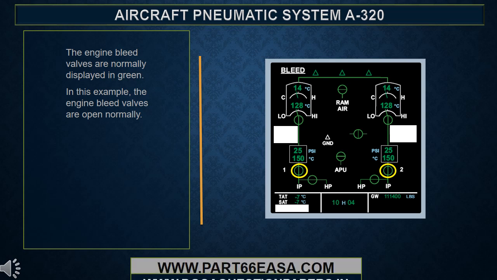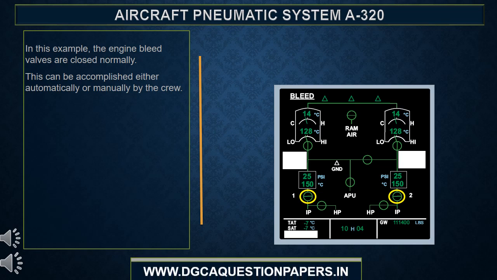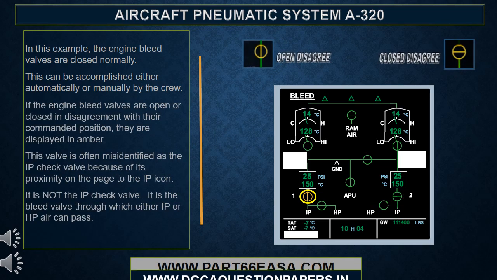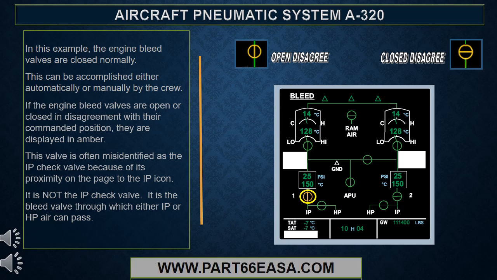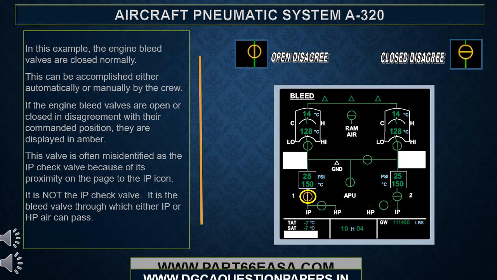The engine bleed valves are normally displayed in green. In this example, the engine bleed valves are open normally. In this example, the engine bleed valves are closed normally. This can be accomplished either automatically or manually by the crew. If the engine bleed valves are open or closed in disagreement with their commanded position, they are displayed in amber.